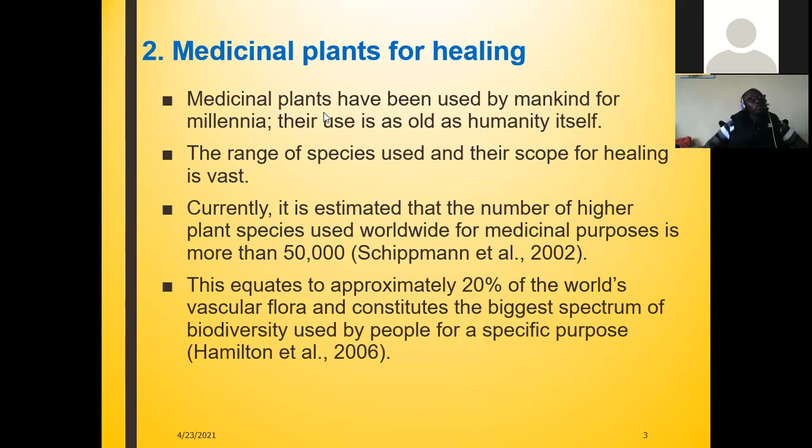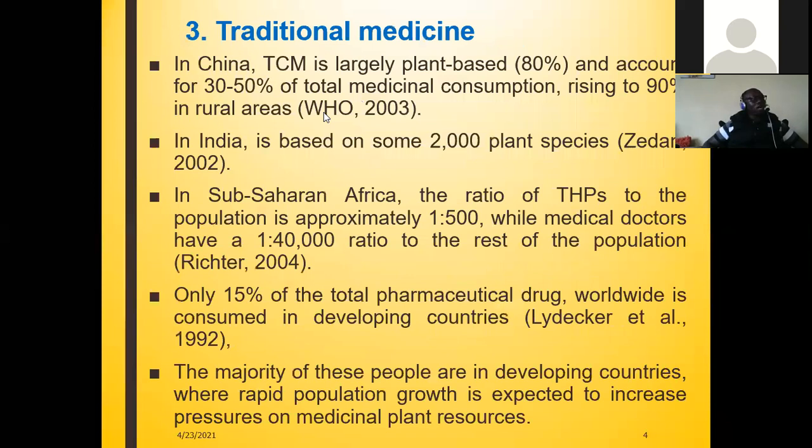Now, traditionally, around the globe, we have different societies that depend on the use of medicinal plants for their medicine. In particular, here we have China, where we have traditional Chinese medicine, which is largely 80% plant-based. And this is a percent of the total medicinal consumption in China. And in the rural areas, it constitutes around 90% of the total medicinal consumption. So you can see the importance of medicinal plants in these societies.